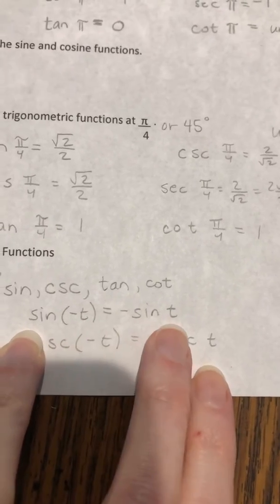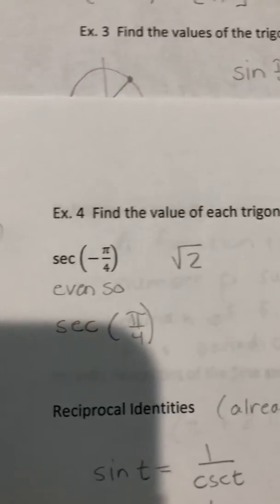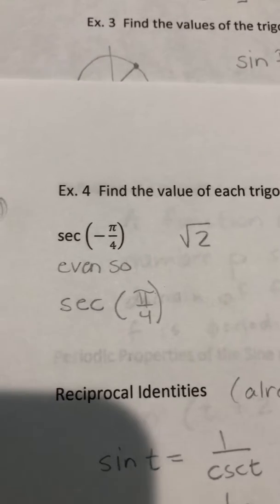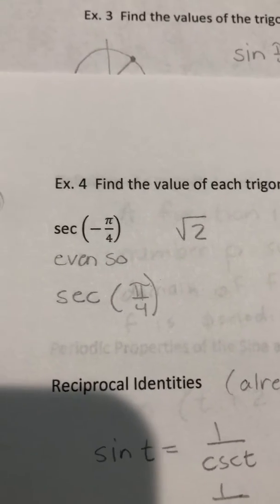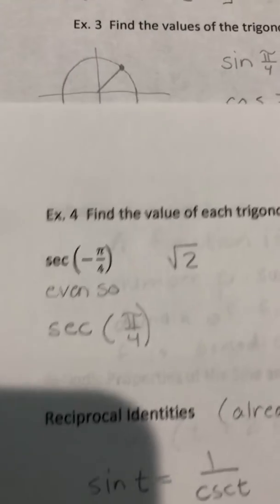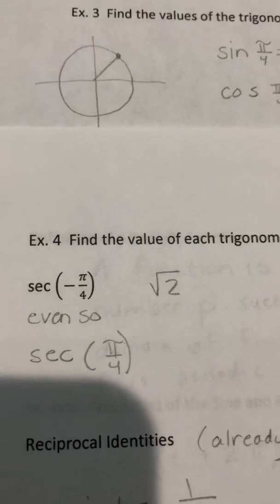That's the definition of an odd function. So those 4 are going to be odd functions. So if you wanted the secant of pi over 4, it's an even function, so it should be the same as the secant of pi over 4, which we found on the previous page to be radical 2.